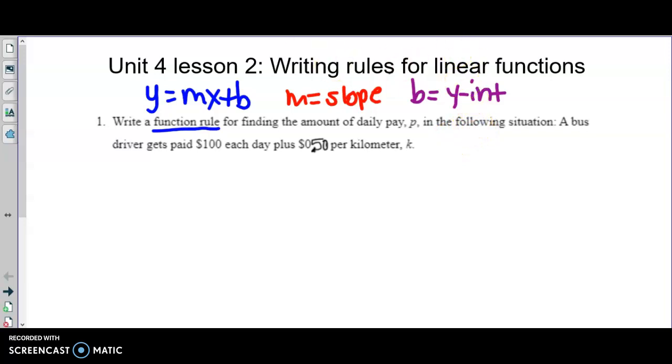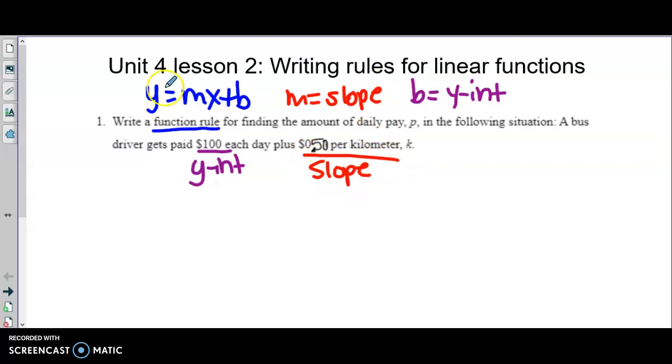So if we think about this situation, it says a bus driver gets paid $100 each day. That's his starting point. No matter what, he is going to make $100. So that is actually going to be our y-intercept. And then he makes plus 50 cents per kilometer. So that is your slope. If he drives 1 kilometer, he makes $100.50. If he drives 100 kilometers, you would be $150. So this is the amount that's changing depending on how many kilometers he drives. So this is the one that changes. So this is the slope.